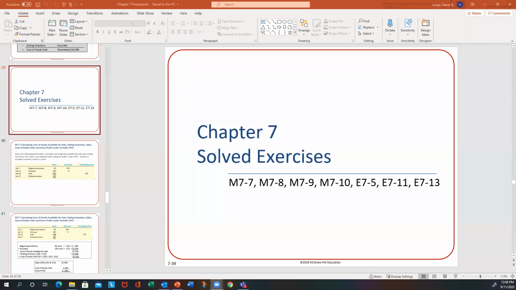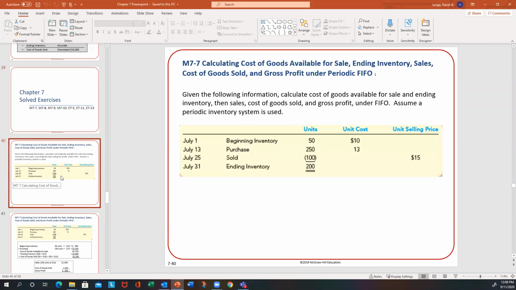All right, let's take a look at some of these Chapter 7 exercises. The first one, we're going to be looking at calculating your cost of goods available for sale, ending inventory, cost of goods sold, excuse me, gross profit. And again, this is all going to be the periodic FIFO method.